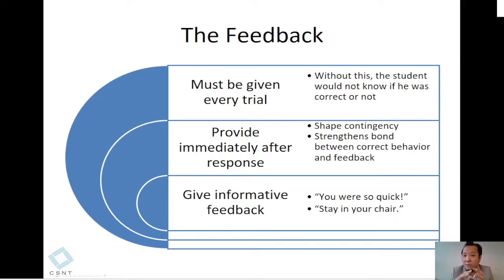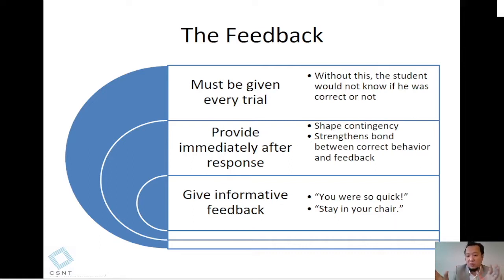Now, on the same token, when they have a behavioral response and there's a lack of reinforcement, then they will know, oh, the next time the antecedent occurs, I should change my behavior and not perform the same way. Now, you definitely want to provide the feedback after the response immediately, because it helps shape contingencies, meaning the student will understand better when they will get reinforcement and when not.